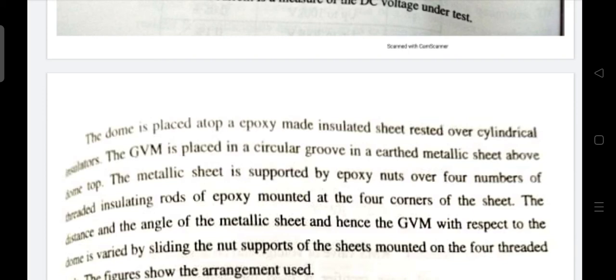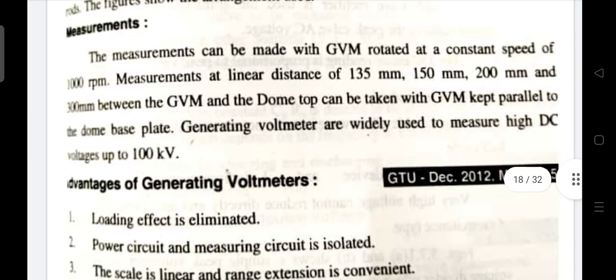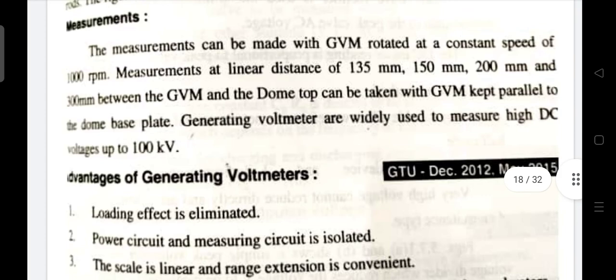Hereby we can take measurements, as measurements can be made with the GVM rotated at a constant speed of 1000 rpm. So measurements at linear distances of 135 mm, 150 mm and 200 mm between the GVM and the dome top can be taken with the GVM kept parallel to the dome base plate.